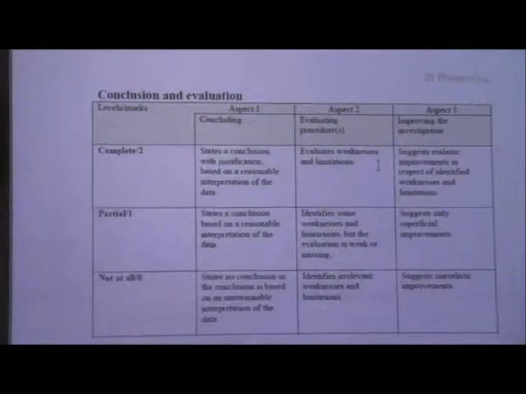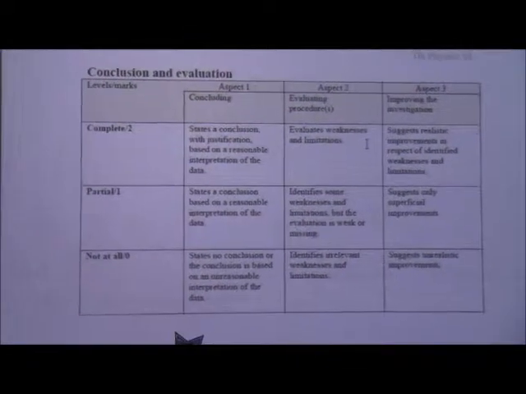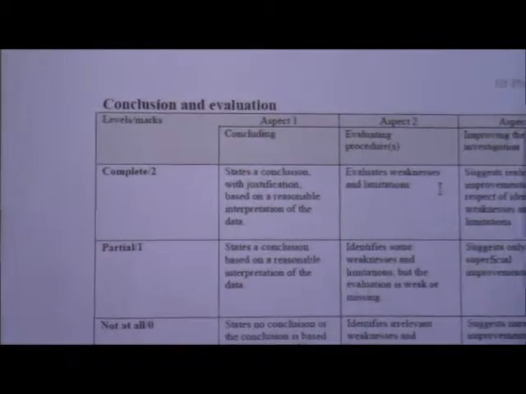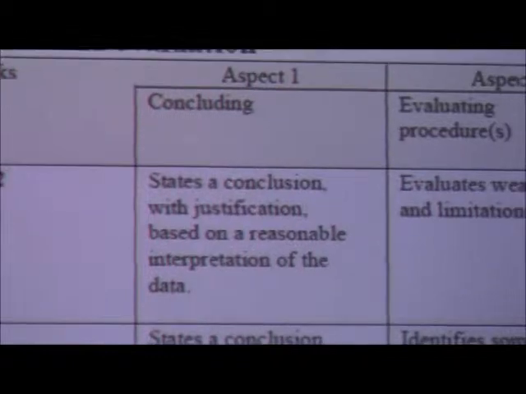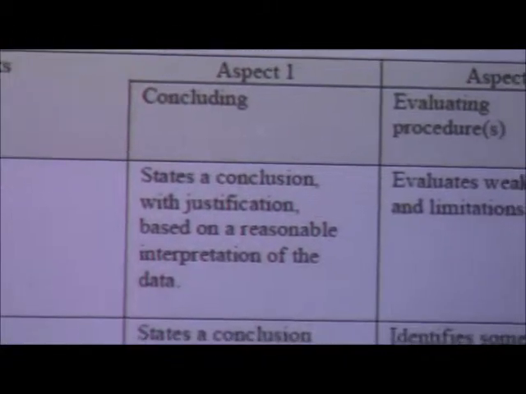So look, here we are. Conclusion and evaluation. States a conclusion with justification based on a reasonable interpretation of the data. In other words, you're saying, this is what it does show. What do you think justification means? How would you justify your conclusion about anything? You could state points or values from the graph itself, and then directly show the relationship with what you're saying about the thing in general.